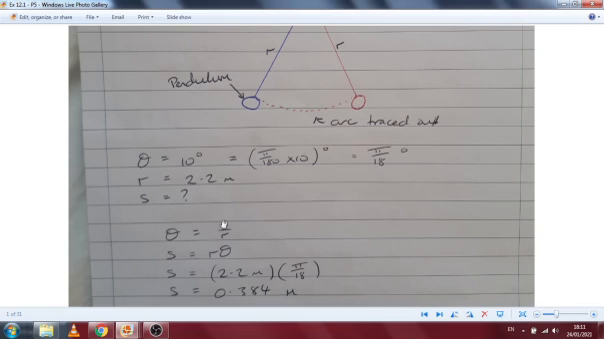Theta is equal to S over R. S is equal to R by theta. R is 2.2 meters. Theta, as we have here, is pi over 18. So our arc length traced out is 0.384 meters. That's all the questions we have in this section. You should be able to do all of those, and these will be the basics we'll need moving forward into circular motion.